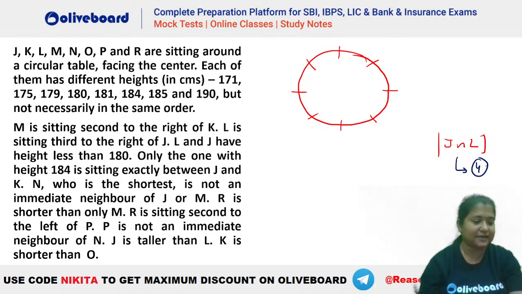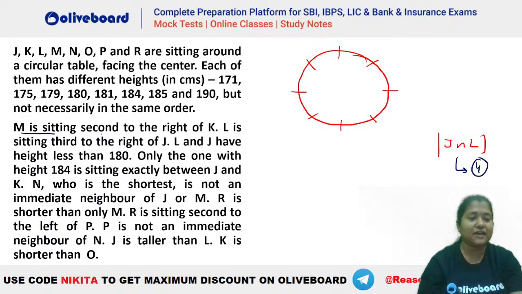Okay, let's check. You can see there are 8 people seated around a circular table facing the center. Each of them has a different height given. Now M is second to the right of K. L is sitting third to the right of J. L and J have heights less than 180. Only the one with 184 is sitting exactly between J and K.